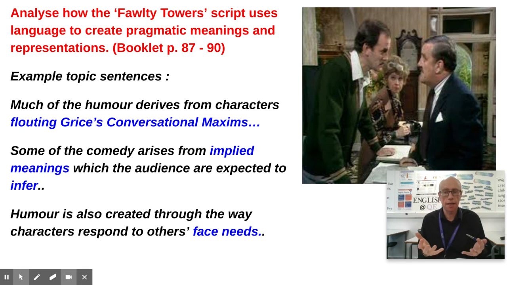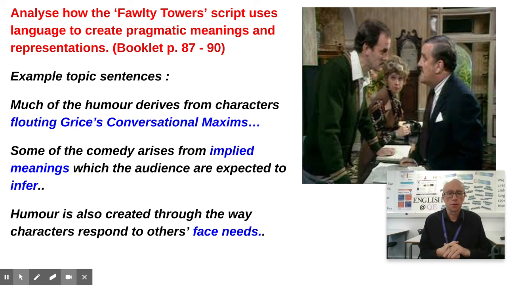Remember, if you're constructing an essay, you've got to plan it out beforehand so that you've got discourse markers at the beginning so that your paragraphs are well shaped. So here are 3 example discourse markers. Much of the humour derives from characters flouting Grice's conversational maxims. So you'll continue on applying Grice in the rest of that paragraph with some really good examples. A second discourse marker would be: some of the comedy arises from implied meanings which the audience are expected to infer. So the focus in this paragraph is about implicature and inference.